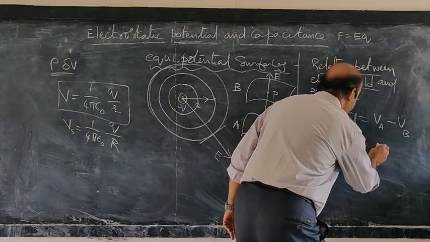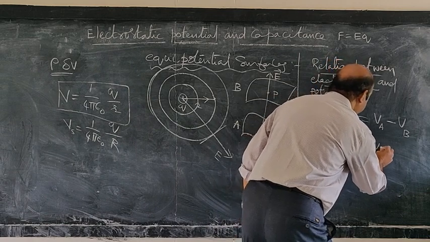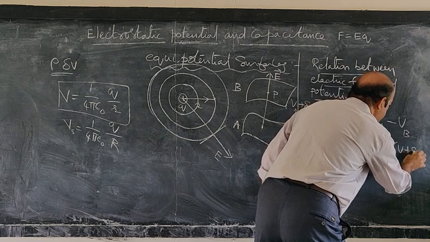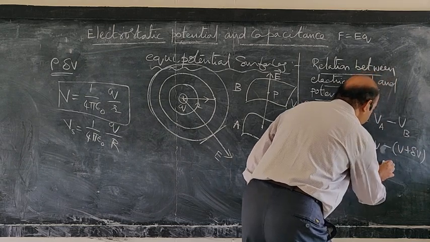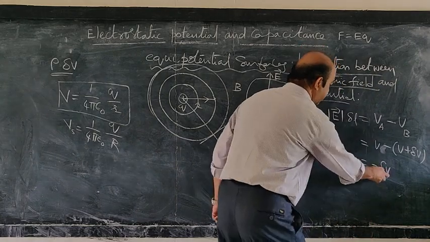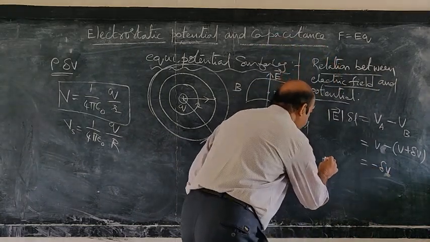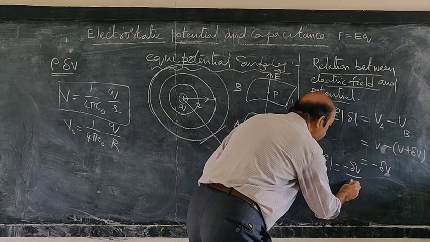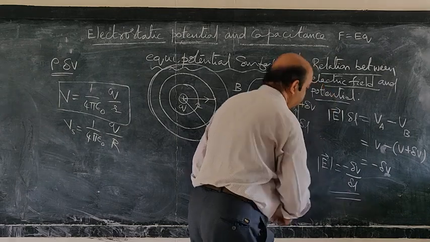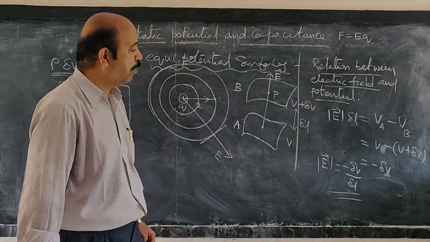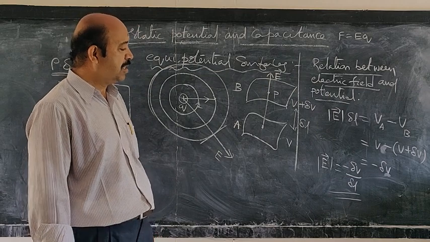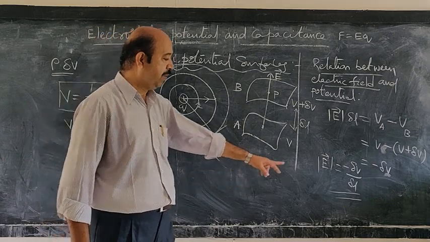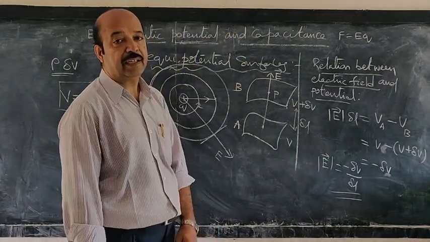So that is nothing but V minus (V plus delta V). So that is equal to minus delta V. So therefore, the electric field strength is given by minus delta V by delta L. So this is a very important relation. The electric field strength is defined as negative gradient of potential. Electric field strength is defined as negative gradient of potential.